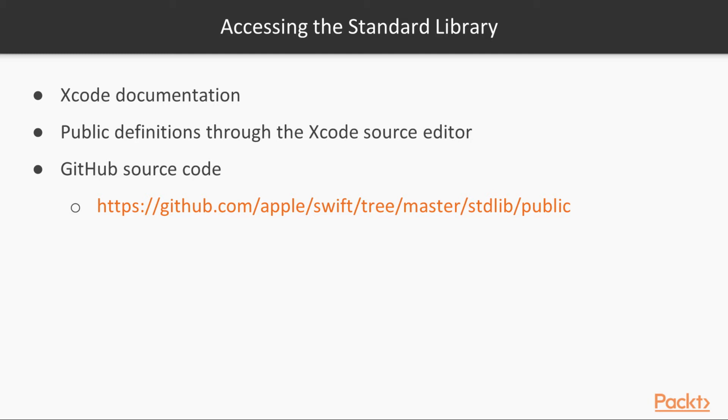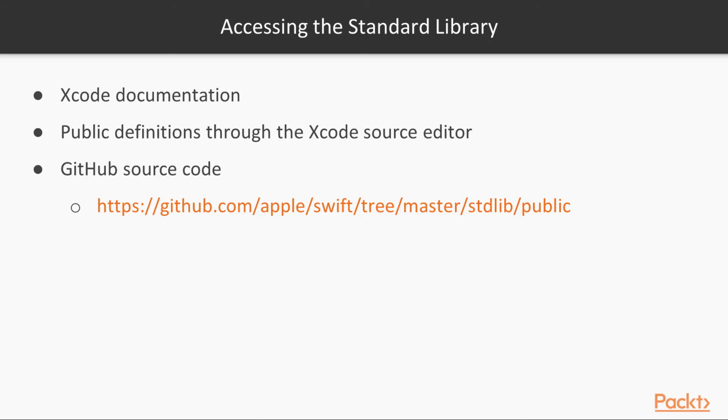The second place you can look is by accessing the public definitions of standard library types through Xcode's source editor. For the time being, we've been using Playgrounds, but the same will apply when you start working on projects. This is the place to go to quickly check details of a type's interface. As you become more proficient with Swift, you'll find yourself using this method more and more often.